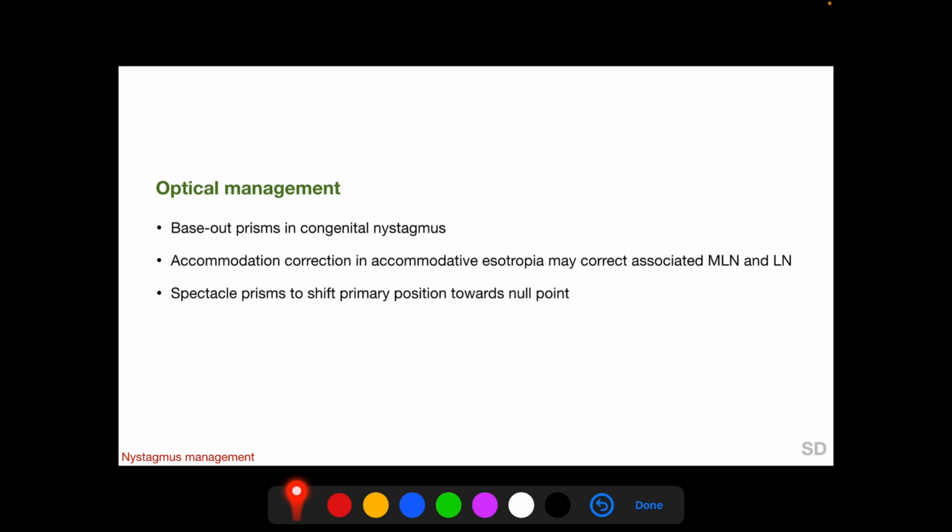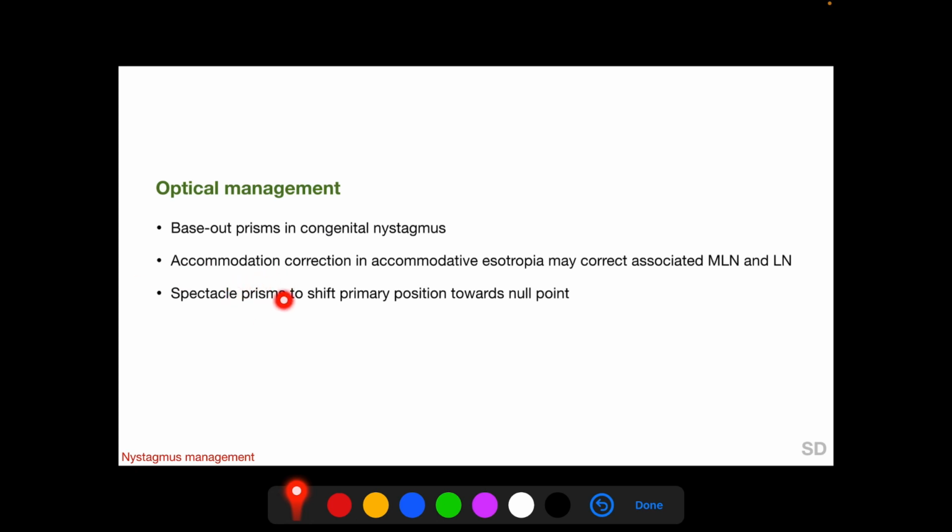Optical management of spontaneous eye movements includes base-out prisms in congenital nystagmus or INS in order to increase the effort of convergence by the patient, and we know that in these patients the intensity of nystagmus decreases with increase in the effort of convergence. In patients with accommodative esotropia associated with latent nystagmus, correcting the accommodation may correct the esotropia and the latent nystagmus.